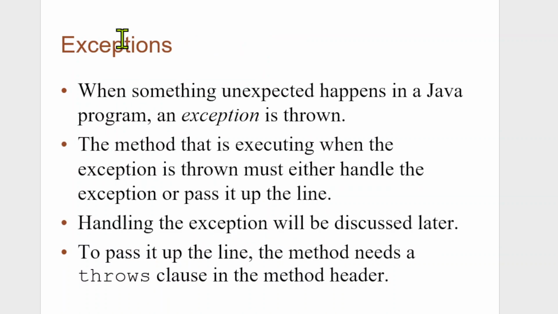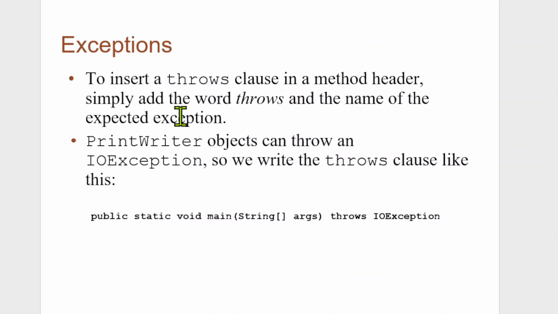Okay. Exceptions. When something unexpected happens in Java, the program throws what's called an exception, or an error. The method that is executing when the exception is thrown must either handle the exception or pass it up the line. Handling exceptions will be discussed later. To pass it up the line, the method needs a throws clause in the method header. Okay, to insert a throws clause in a method header, simply write the word throws and the name.